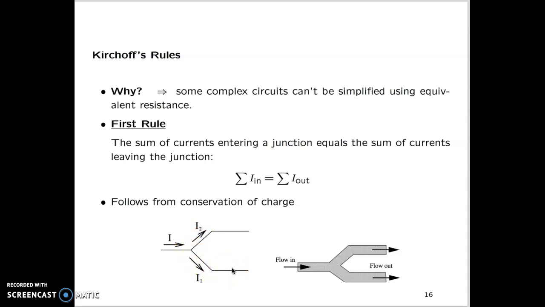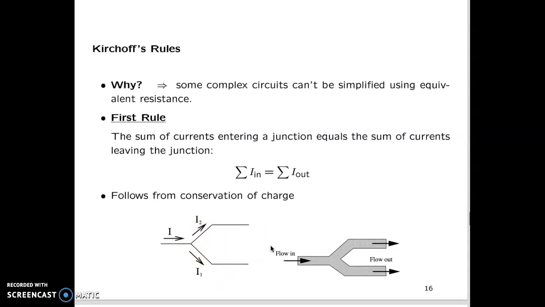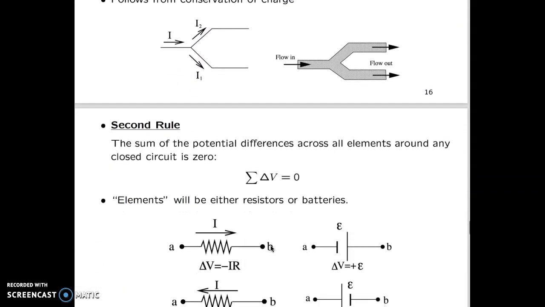Okay? And Kirchhoff's first rule simply says that the sum of all the currents that go into a junction is equal to the sum of all the currents that come out of the junction. Okay, so it's a nice, simple rule. And basically it's just saying that electric charge is conserved. So however much goes in, the same amount goes out in the same amount of time. Okay, that's what we're saying here with the first rule.